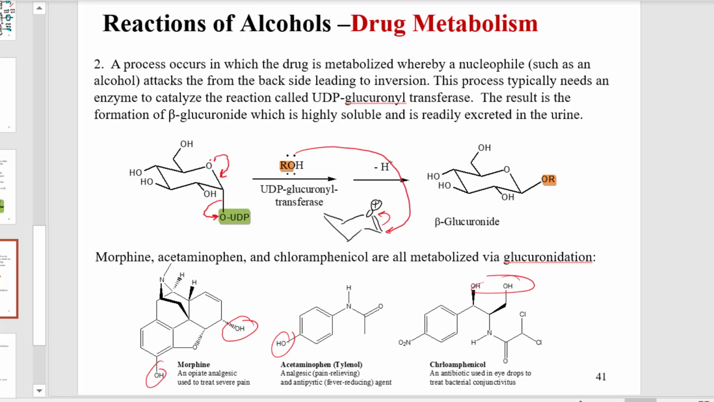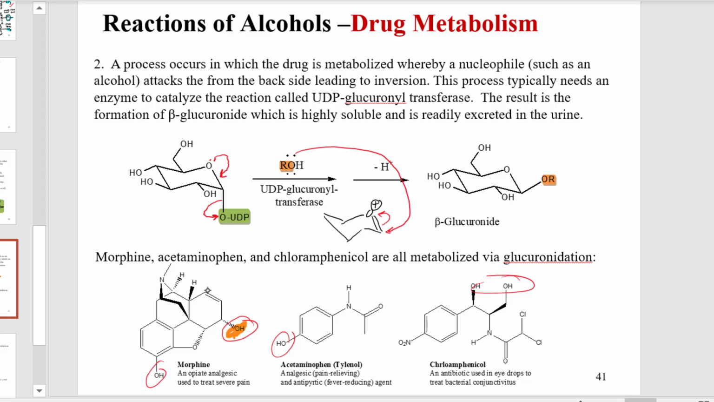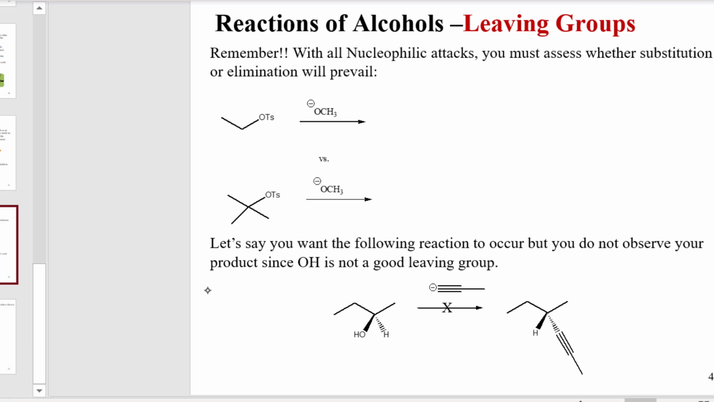These are all of the alcohols that would act just like the alcohol shown here. And once it forms the beta glucuronide, that's how our body can then pass and excrete these molecules. Up until then, the molecules are not processed well by our body.